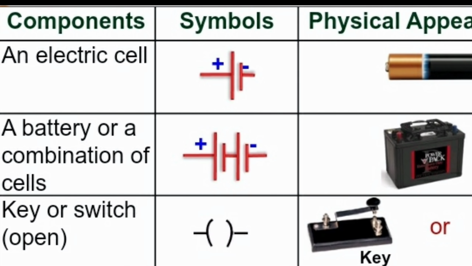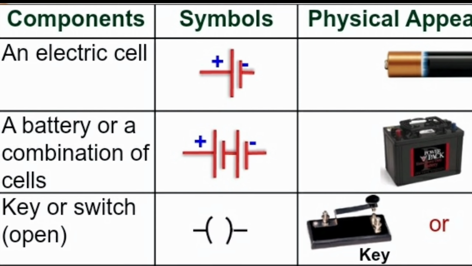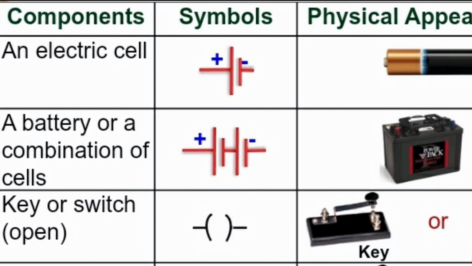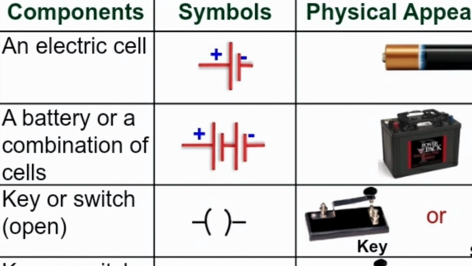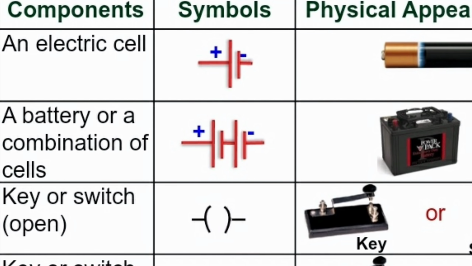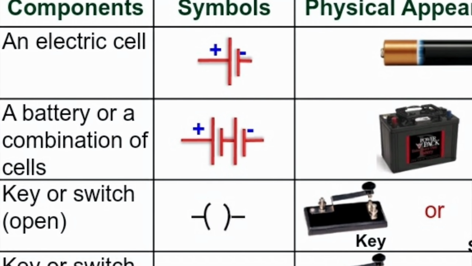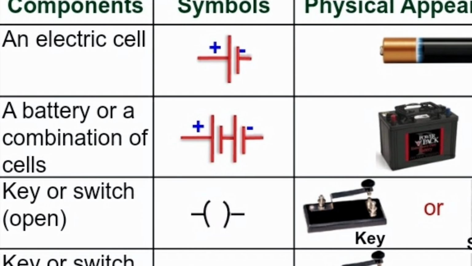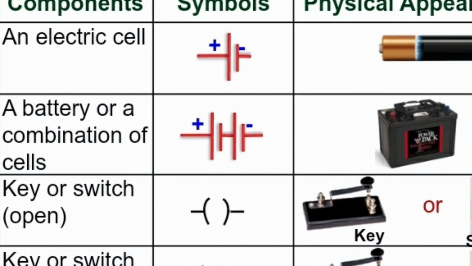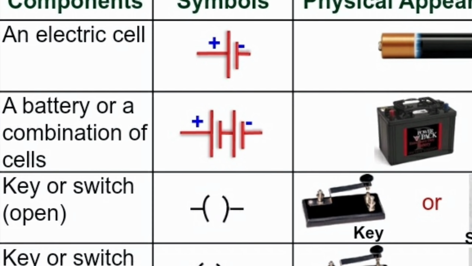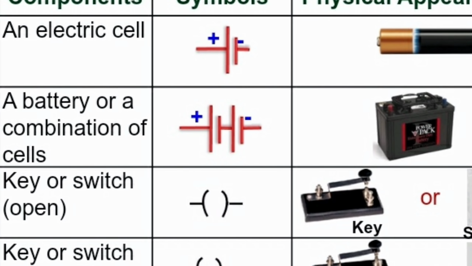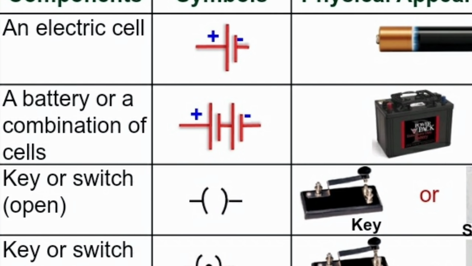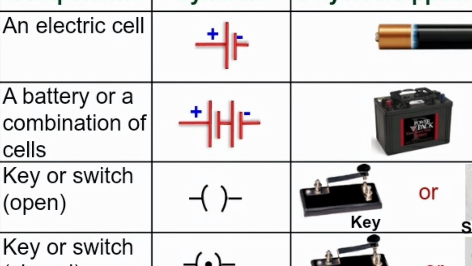On the screen I have displayed the component symbols and their physical appearance. The first one is the electric cell. You can see the symbol of the electric cell and its physical appearance. In the electric cell, we should remember that the positive terminal should be a little bit longer than the negative terminal. Going to the second one, a battery.